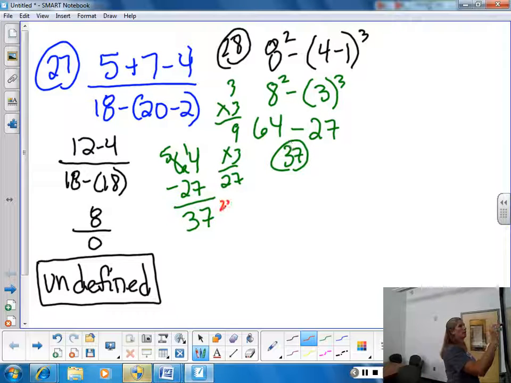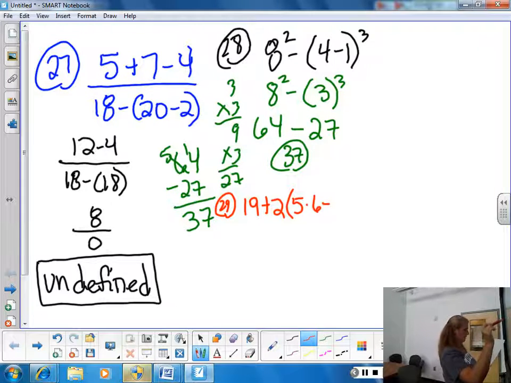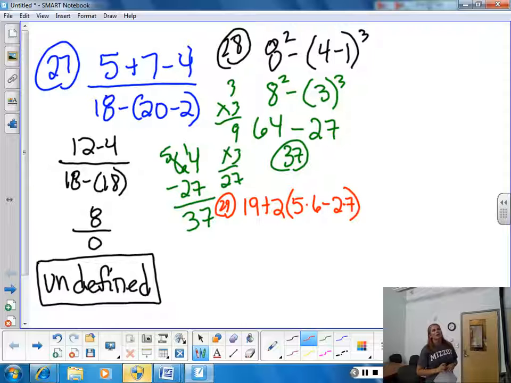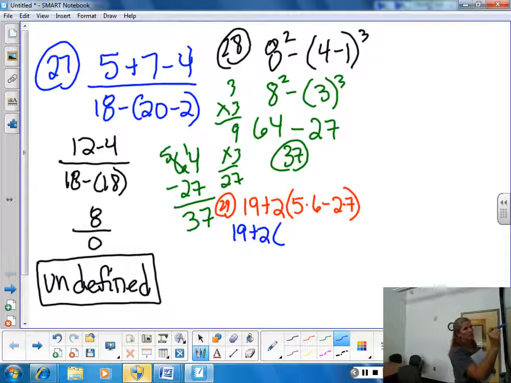Okay, number 29, something like 19 plus 2 times the quantity 5 times 6 minus 2 times 7. I have addition, I have multiplication, I have subtraction, but I have most of the things inside the parentheses, so I'm going to start with those. And remember, I wrote times sometimes as a parenthesis, sometimes with a dot, so that you remember those both mean multiply. So 5 times 6 is 30, and 2 times 7 is 14.